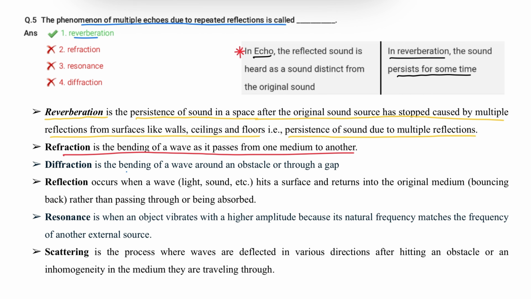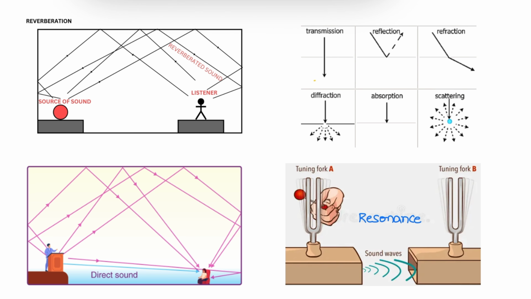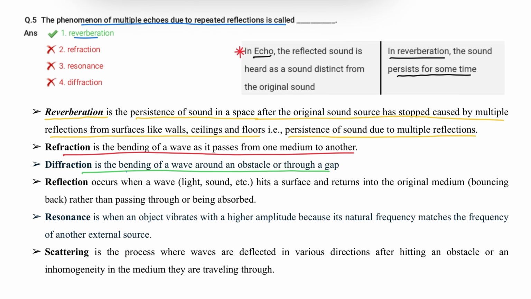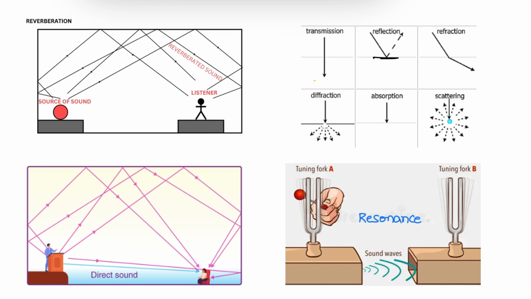Diffraction. The bending of a wave around the edges of an obstacle is diffraction. So let us see the image. This refers to diffraction. So bending of a wave around the edges of an obstacle is diffraction. Reflection. This reflection occurs when a wave hits the surface and returns back to the original medium. Reflection.